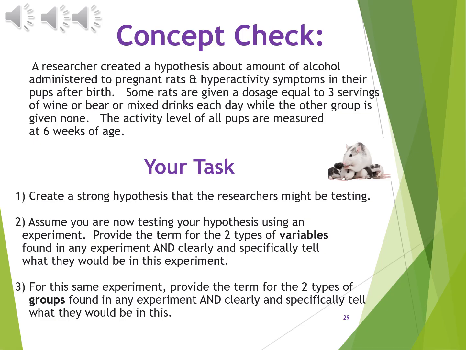Consider the next one. Pregnant rats who consume alcohol will have offspring that are more active than rats that don't. Now that's a good hypothesis. The next parts identify the variables and groups, the terminology, and then specifically what they would be.